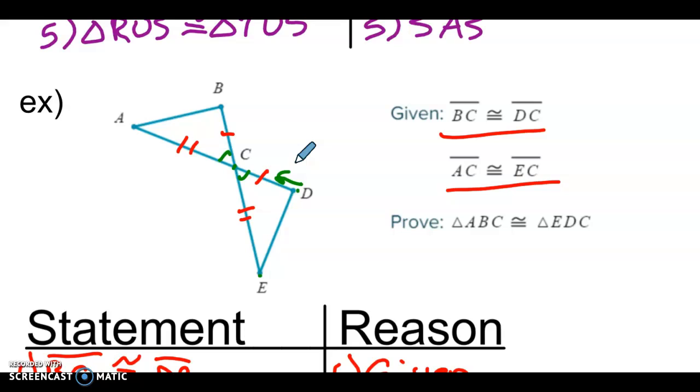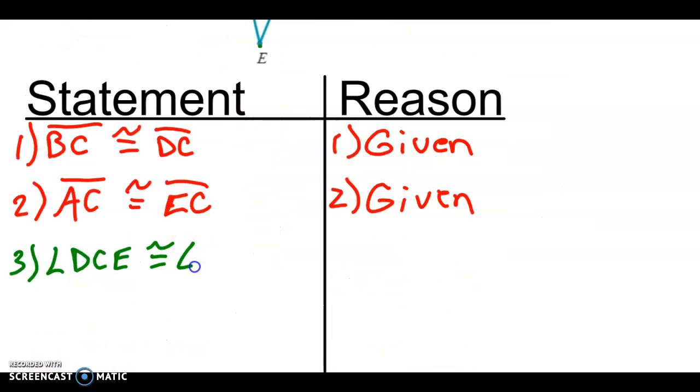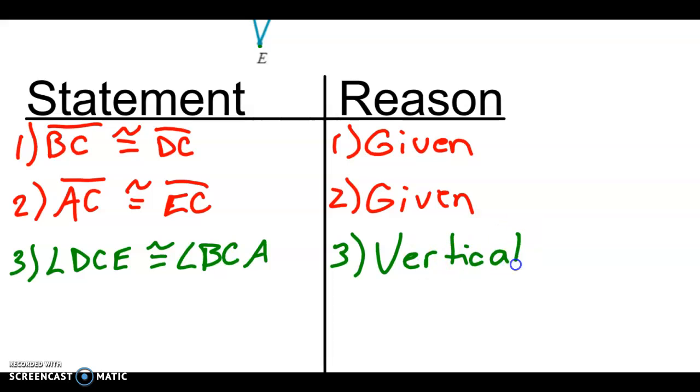So then the next one is going to be BCA. That order, I picked D first. That's at the far end of the first congruent line. B is at the far end of the first congruent line. So we do have to make sure those are named appropriately, getting in that habit right away. So angle DCE is congruent to angle BCA, and that's going to be because they're vertical angles.